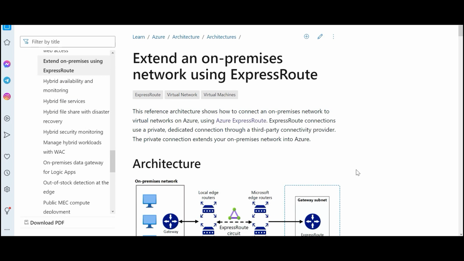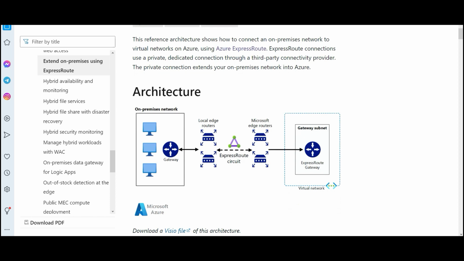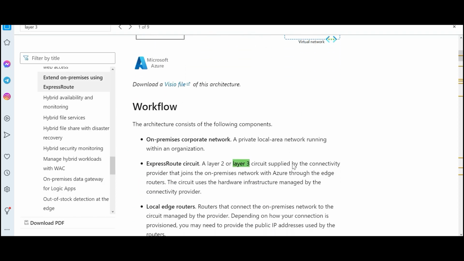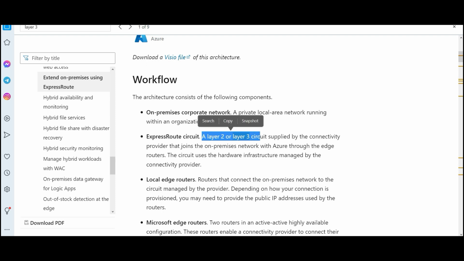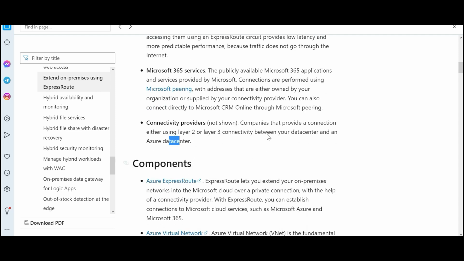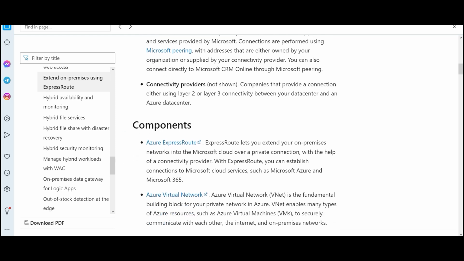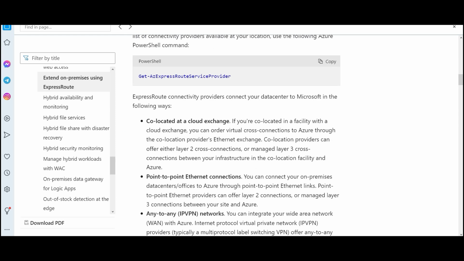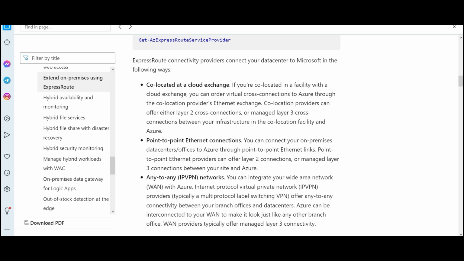So when we talk about this one, this is the architecture of Express Route. If I see the documentation, I can see layer 2 and 3 both. Even for connectivity providers, I see a layer 2 and a layer 3 connectivity between data centers and Azure data centers. So companies that provide a connection either using layer 2 or layer 3. So it seems both should work. Even here, the co-location providers can offer either layer 2 cross connections or managed layer 3 cross connections between your infrastructure in the co-location facility and Azure.